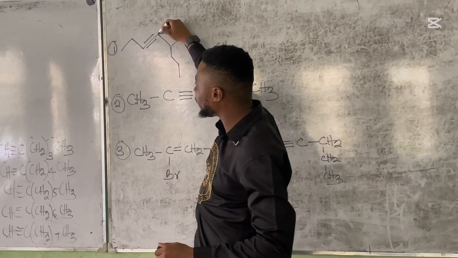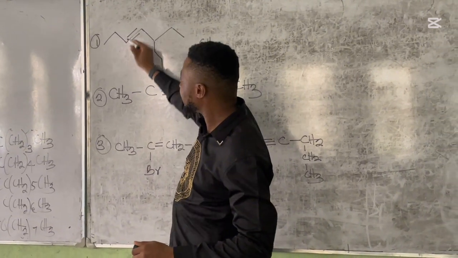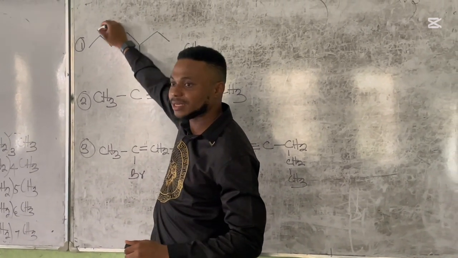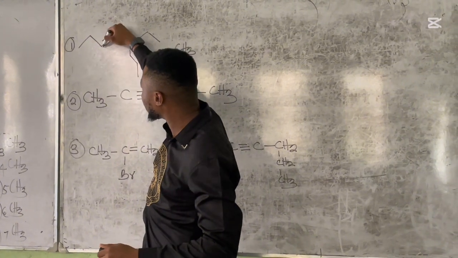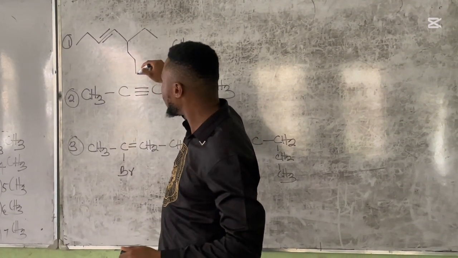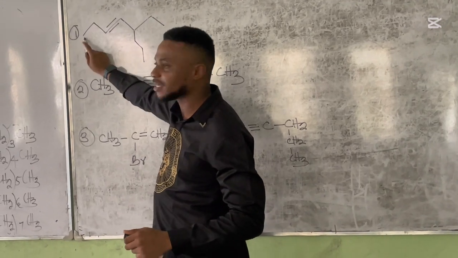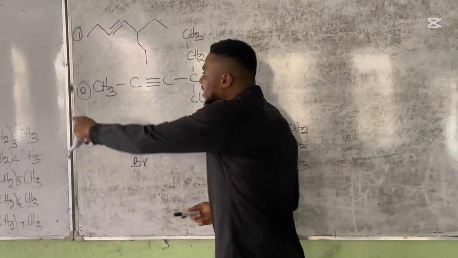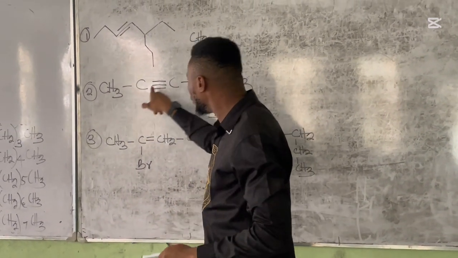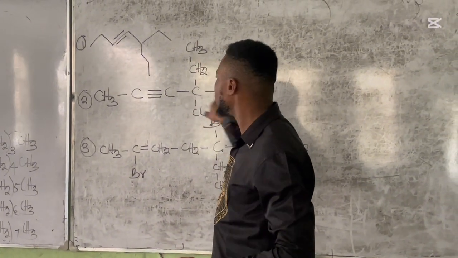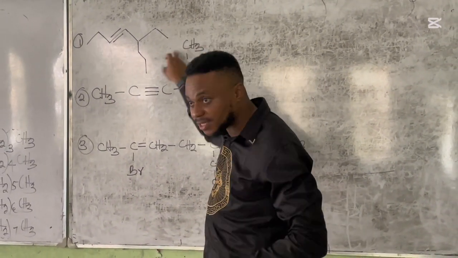If we are not counting from here, it will be 1, 2, 3, 4, 5, 6, 7, 8, 9. But in the regular one, it is 1, 2, 3, 4, 5, or 1, 2, 3, 4, 5, 6.